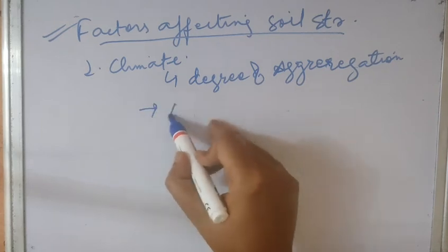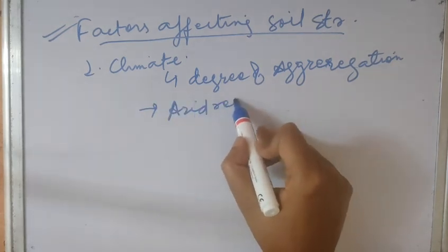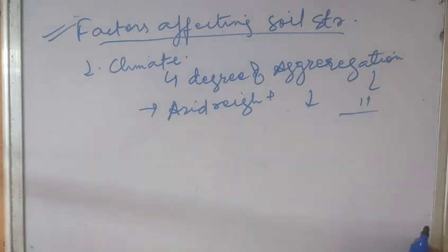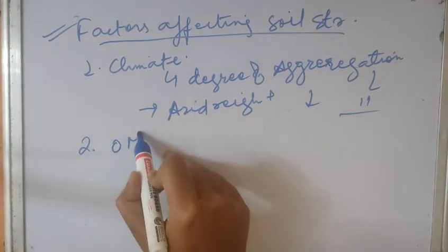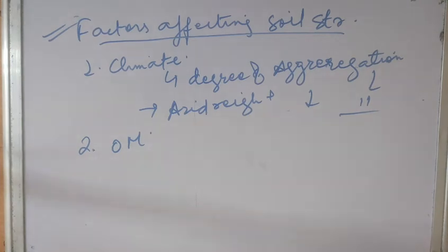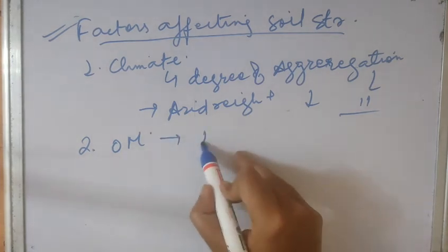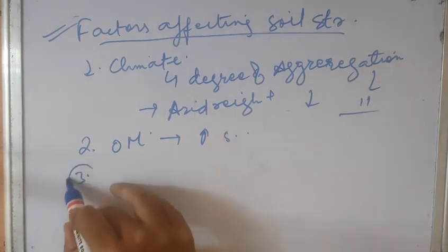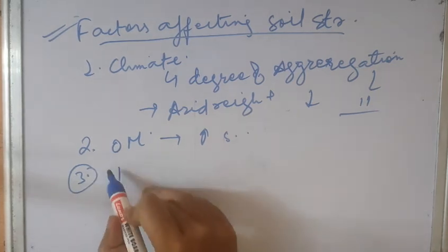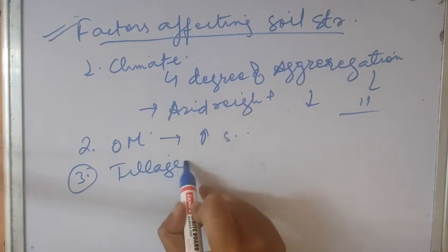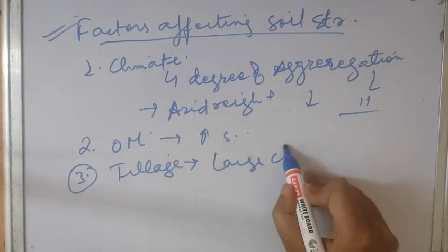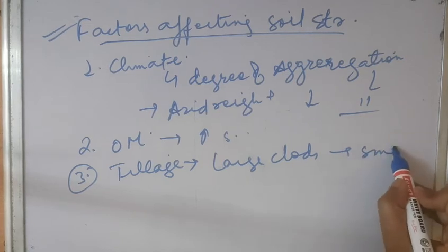Example, in arid regions there is less aggregation. Number two is organic matter. Organic matter improves soil structure. We have often said that in sandy and clay soil, organic matter leads to good soil structure. We add organic matter there. Then we have got tillage. They break large clods into smaller ones.